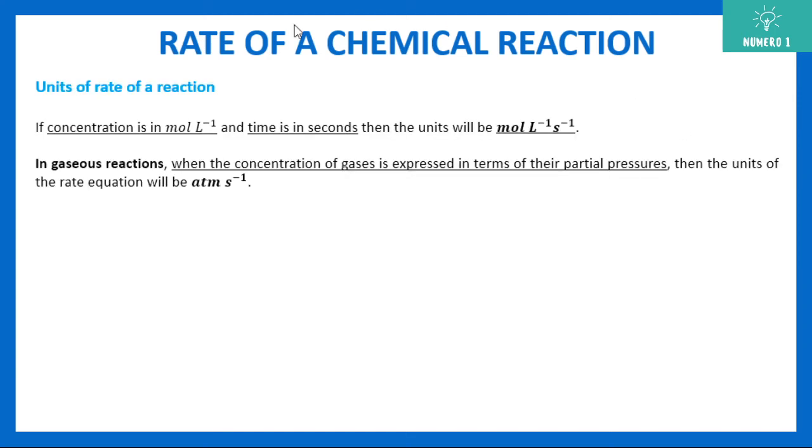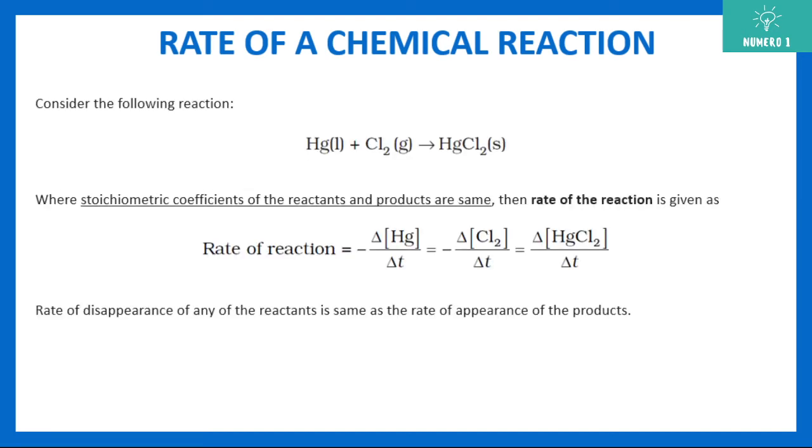Now, the unit of rate of reaction. Concentration is expressed in moles per liter, that is molarity, and time is expressed in seconds. So the unit of rate of reaction is going to be moles per liter per second. In gaseous reactions, when concentrations of gases are expressed as partial pressure, you can use atm per second, that is pressure change per second.